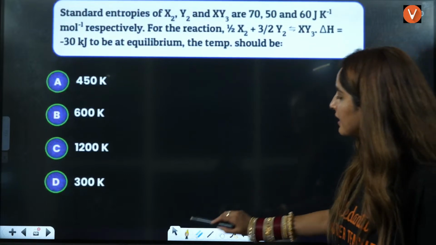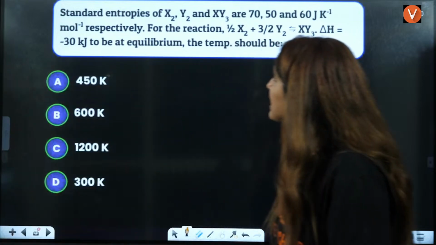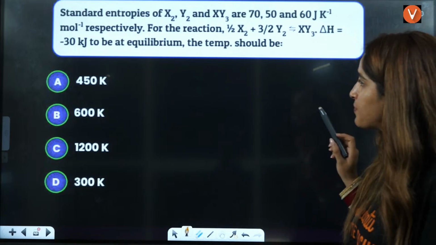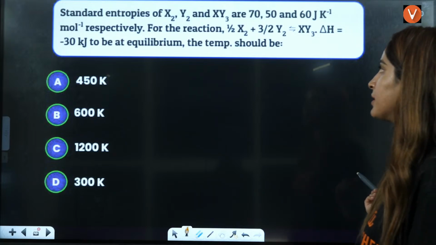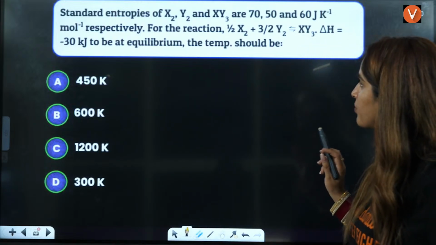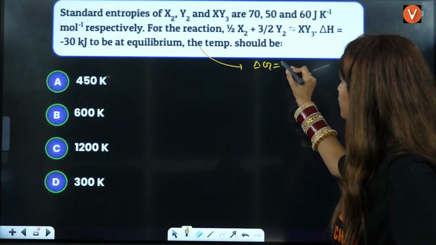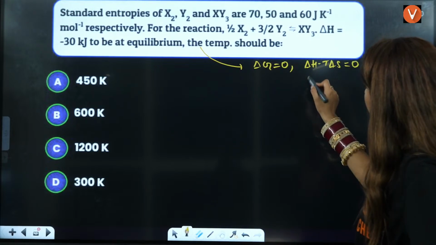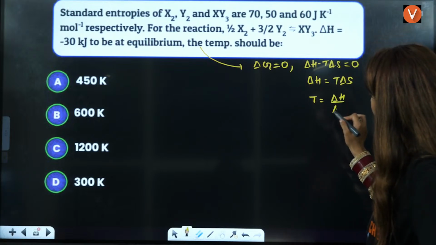Next is standard entropies. Standard entropies, everybody, of X2, Y2, XY3 are given respectively. Now they are saying for a reaction with this delta H, at equilibrium the temperature should be. But to be at equilibrium, delta G should be equal to 0. Delta G is nothing but delta H minus T delta S, which should be equal to 0. That means delta H is equal to T delta S, so temperature will be delta H by delta S.